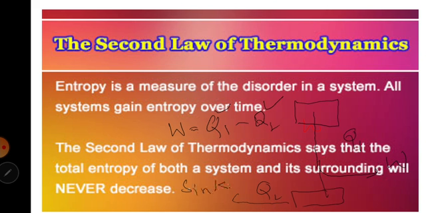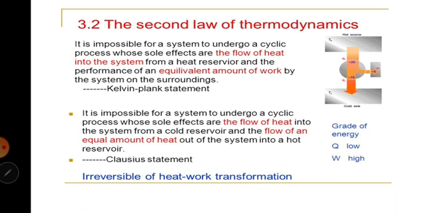Entropy is a measure of the disorder in a system. All systems gain entropy over time. The second law of thermodynamics says that the total entropy of both a system and its surroundings will never decrease. It will always increase, whether you decrease the temperature or increase the temperature.